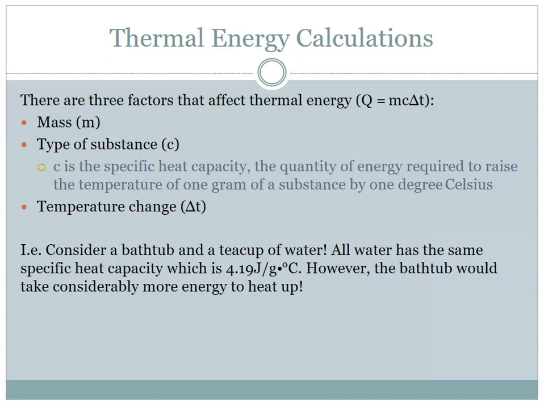Mass, specific heat capacity, and temperature change all affect the total amount of energy released or taken in. For example, a bathtub and a teacup of water have contents with the same specific heat capacity. If you want to heat them up, it will take considerably less energy to heat the teacup of water because there is a lower mass of water in the teacup.